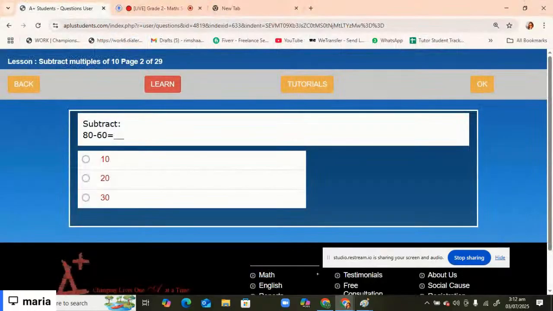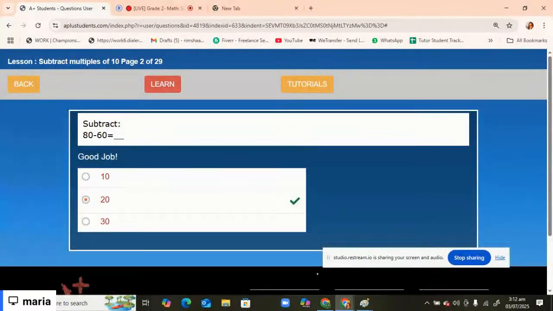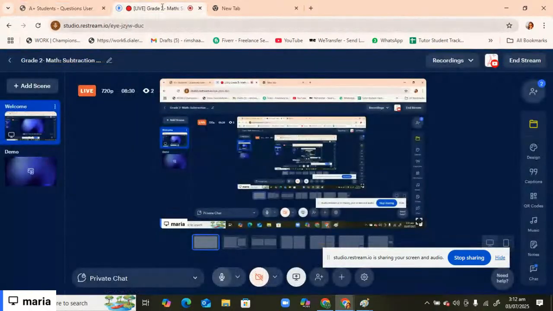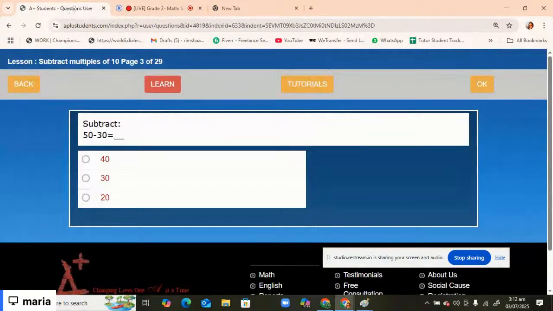Let's check, is there any option for 20? Yes, it's here. So let's go with it, and here is the right answer. Hope you guys understand this lesson. Solve the rest of the test questions by yourself.